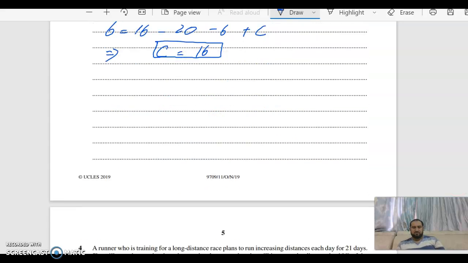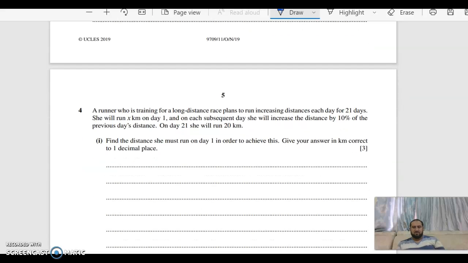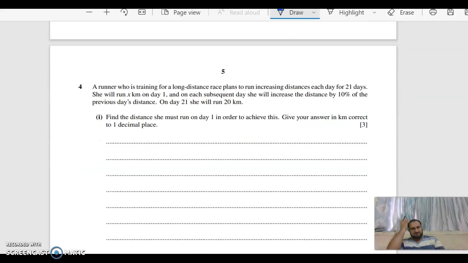Okay, so now let's see the next question. In question number 4, it says a runner who is training for a long distance race plans to run increasing distance each day for 21 days. She will run x kilometers on day 1. So the first term we have, a1, is x kilometers, and then it says on each subsequent day she will increase the distance by 10% of the previous day's distance.